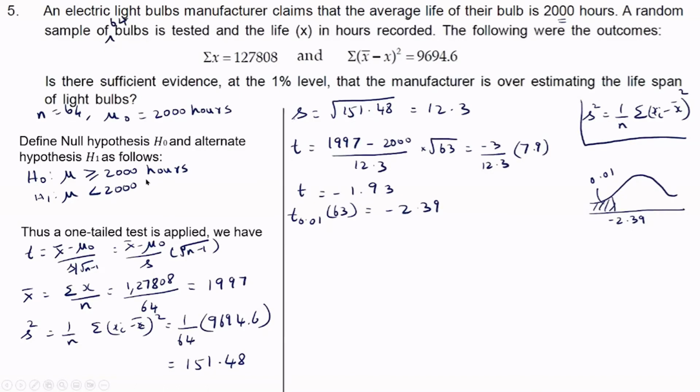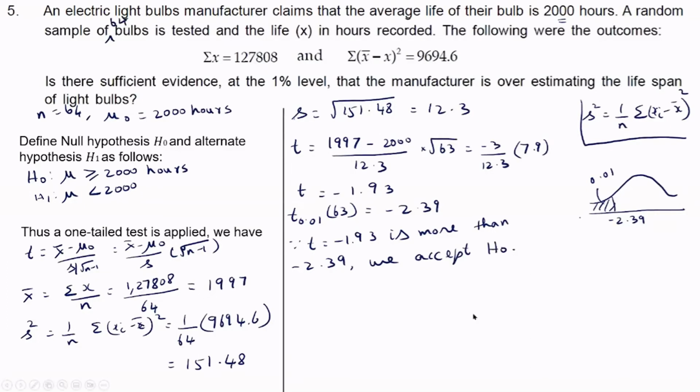So if we accept H naught, we have sufficient evidence that the manufacturer is not overestimating the lifespan of the light bulbs. So the lifespan of the light bulbs may be the same as 2000 hours. Since t equal to negative 1.93 is more than t 0.01, that is negative 2.39, we accept H0.